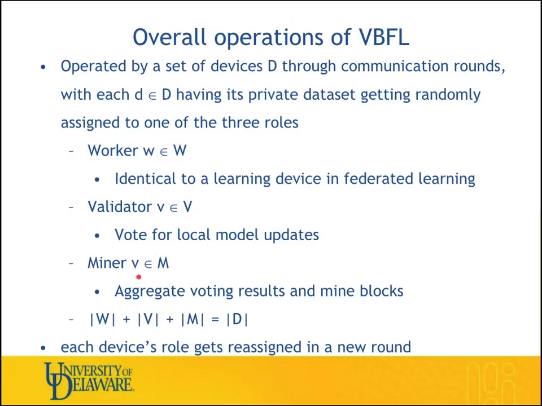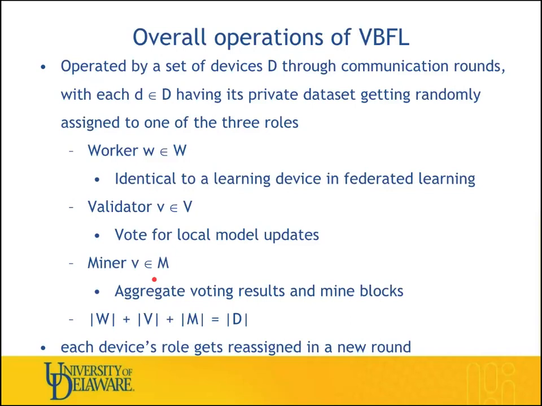Sorry, here is a typo. Worker W plays the same role as a learning device in vanilla federated learning, and its primary tasks are performing local model updates and sending the updates to a validator V. A validator V obtains local model updates, broadcasts the updates to other validators, and validates the received updates by the voting mechanism, which will be covered later.